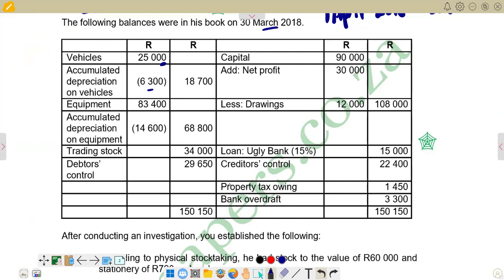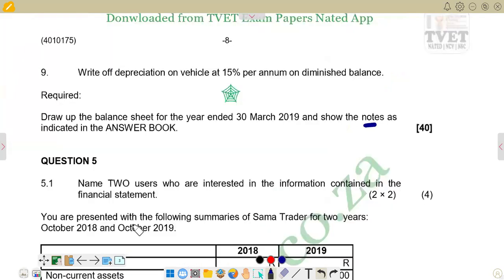So we go to where we are told how to calculate depreciation for our vehicles. Go to the last item, which is write-off depreciation of vehicles at 15% per annum on diminishing balance method. So we are going to say 15% of the carrying value at the beginning of the year. Remember, no vehicle was purchased during the year and no vehicle was disposed, so we are just going to use the figures that we have at the beginning of the year.